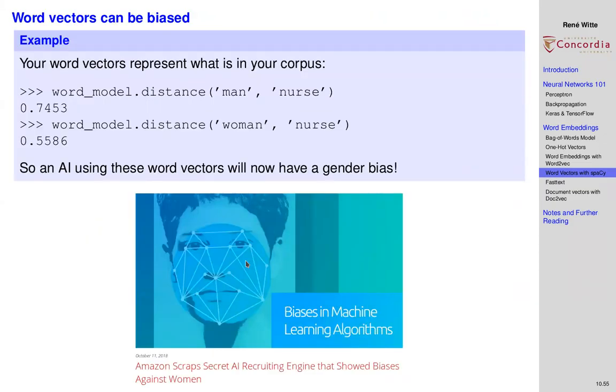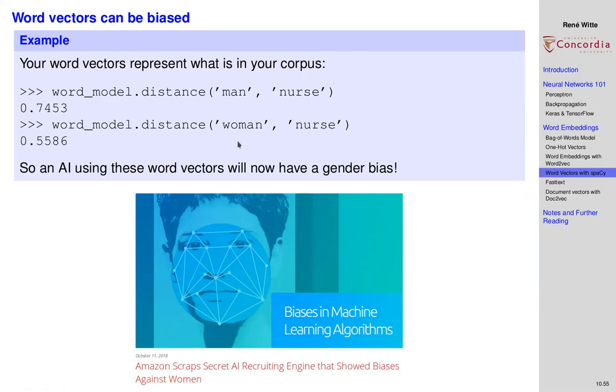There's also a downside, which comes back to something I mentioned in the very first lecture, namely that they can introduce a bias into your AI. Why a bias? Well, because they learn the representation from the corpus that you give it. For example, if you take the word vectors from the standard news corpus and now you compute how close is a man to a nurse and how close is a woman to a nurse, it will tell you that the distance between man and nurse is a lot bigger than between woman and nurse.